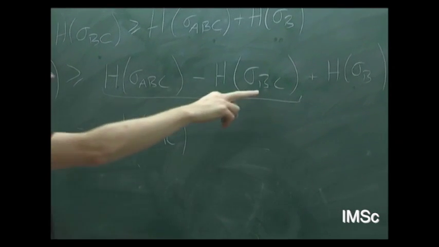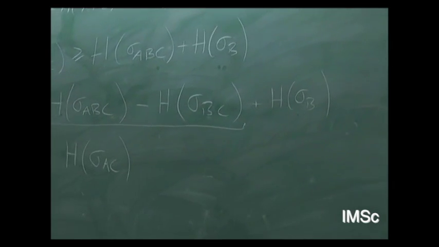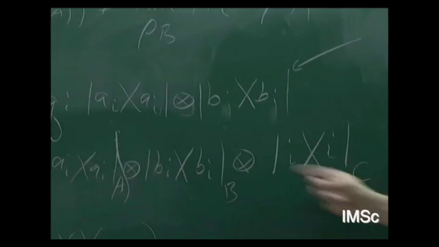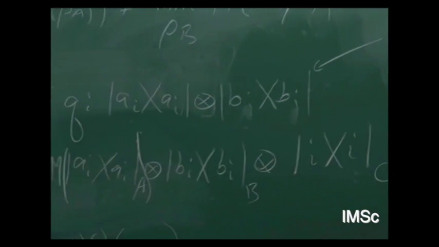And it's the same story here. Since C has all the information about what B is and can rotate B back to some fixed pure state, the entropy of BC is just equal to the entropy of C.